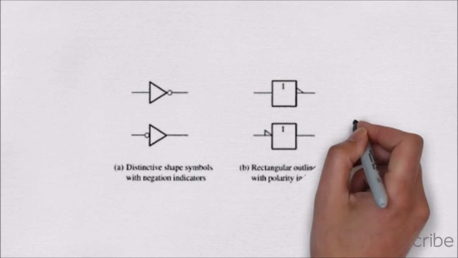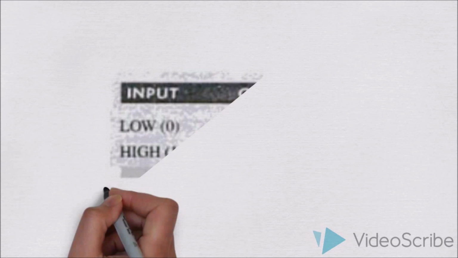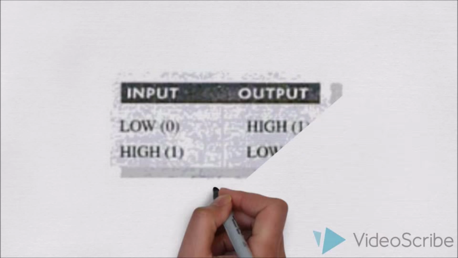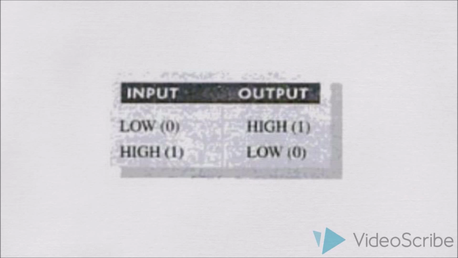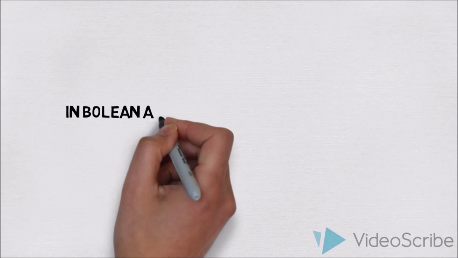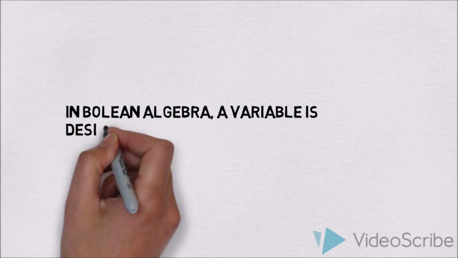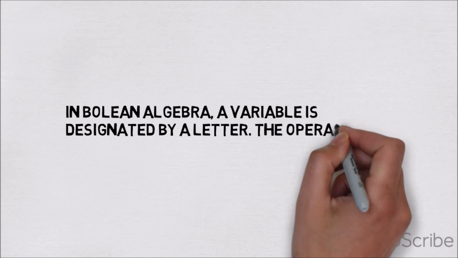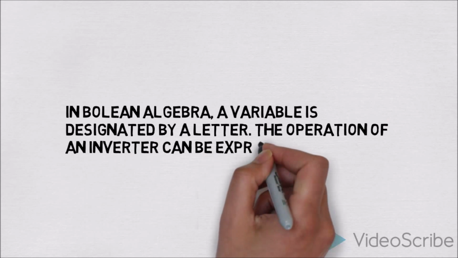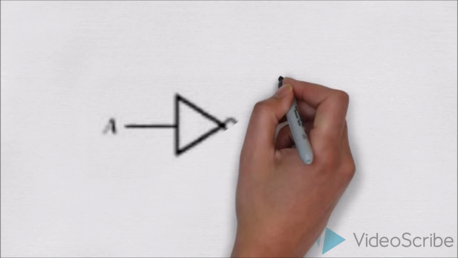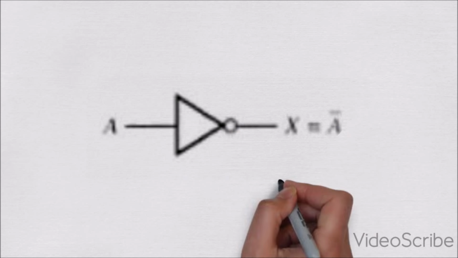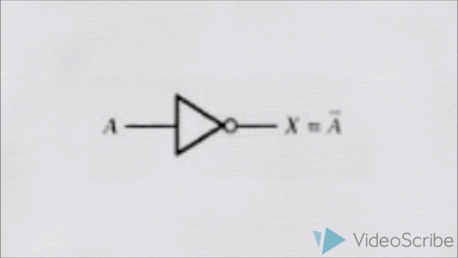This is the graphic form of the NOT gate. When a high level is applied to an inverter input, a low level will appear on its output and vice versa, as we can see in the truth table. In Boolean algebra, a variable is designated by a letter. The operation of an inverter can be expressed as follows. If the input variable is called A and the output variable is called X, then X will be equal to A negated.